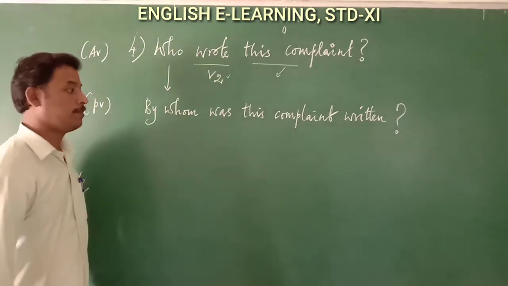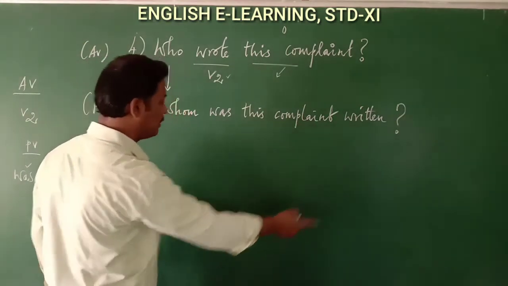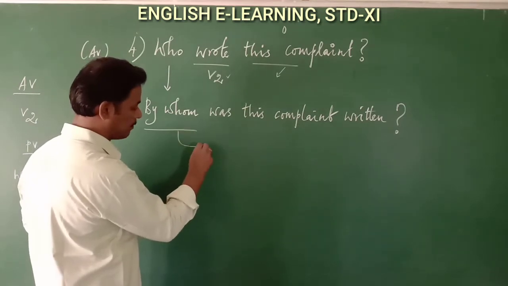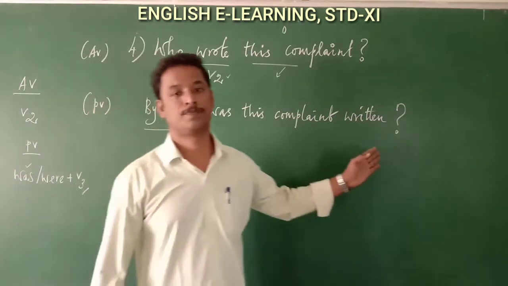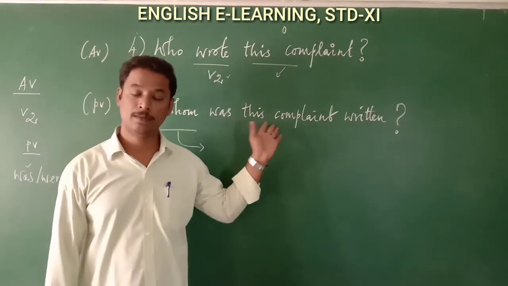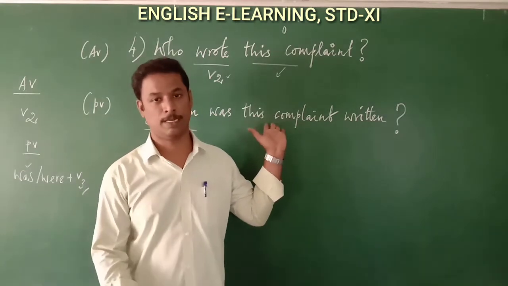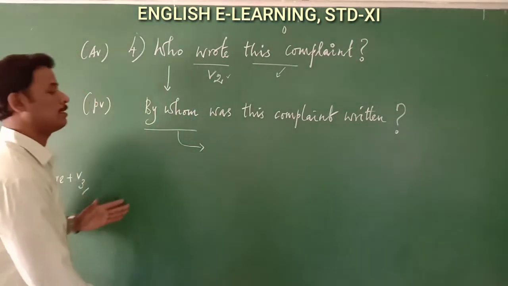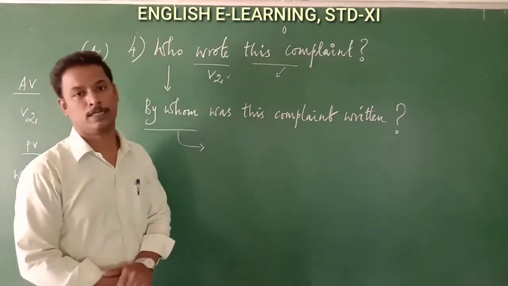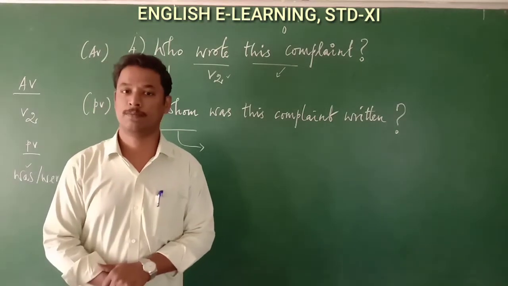Or else we can even write, was this complaint written by whom? We can add this phrase, by whom, at last. That is also acceptable. Was this complaint written by whom? That answer can also be accepted by everyone. Right. The basic answer is, by whom was this complaint written? Okay, students? Right. Let me move to the fifth example.